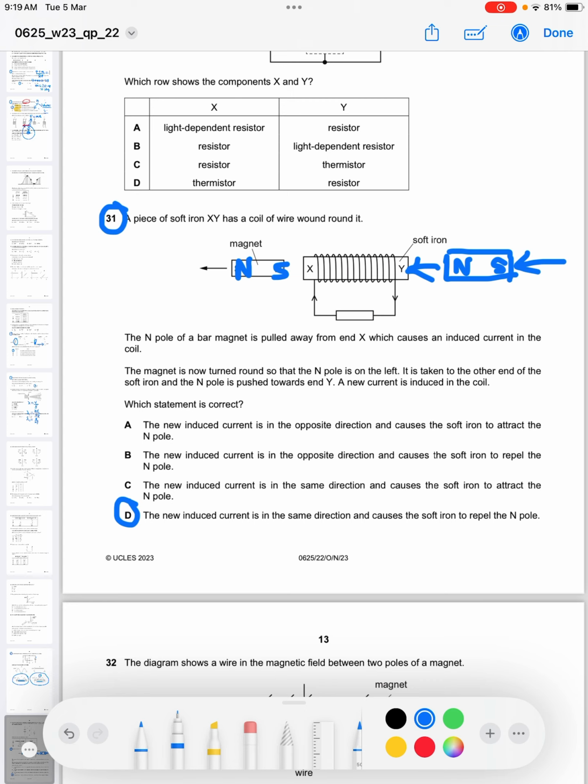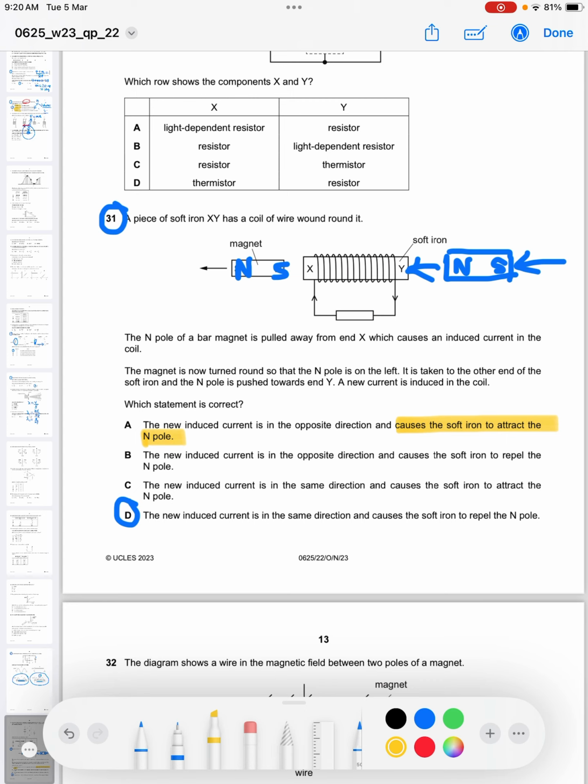Which statement is correct? A says the induced current is in the opposite direction and causes the soft iron core to attract the north pole. So this statement is wrong on two parts. They said the induced current is in the opposite direction and causes the soft iron to attract the north pole. Now, this part here is definitely wrong.